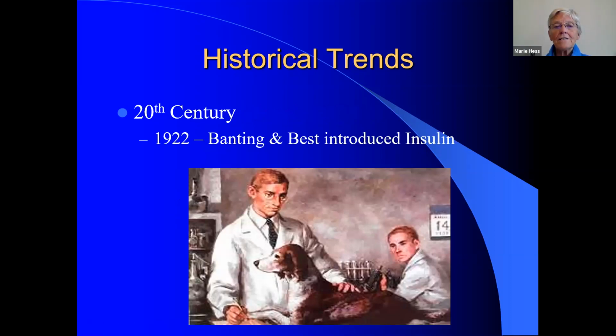In 1922, Banting and Best discovered insulin. And again, that was a major, major thing. It was done at McGill University in Canada. They worked with dogs and figured out how to do that.